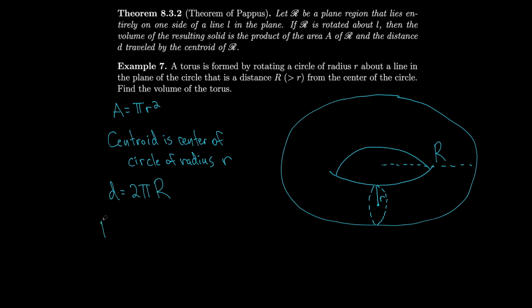So now the theorem of Pappus implies that the volume of our donut, the volume of our torus, is A times d, area times distance traveled. So that's just going to be 2 pi times big R times pi r squared, our area. So that's just 2 pi squared r squared R.